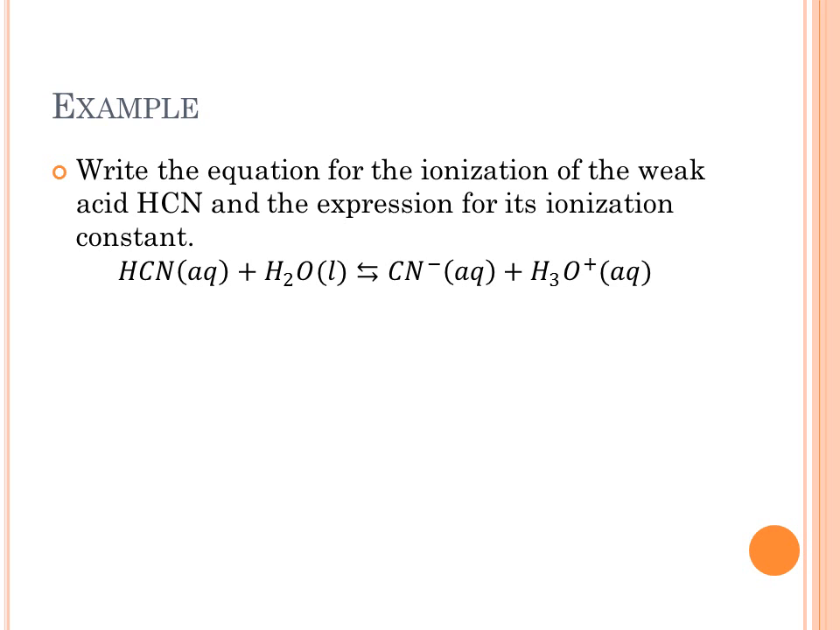Let's write an equation for the ionization of the weak acid HCN, and we'll write an expression for its ionization constant. So the HCN plus H2O is going to form the cyanide ion and the hydronium ion. And then we're going to write a Ka expression for that, where Ka is equal to hydronium and cyanide ion concentrations in the numerator multiplied together divided by the HCN unionized concentration in the denominator.